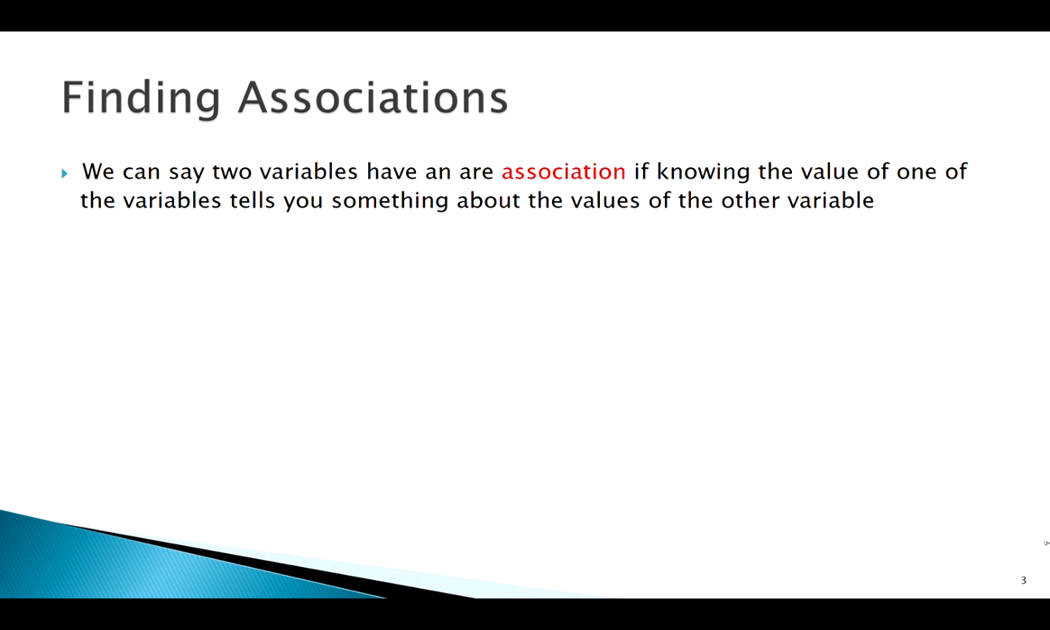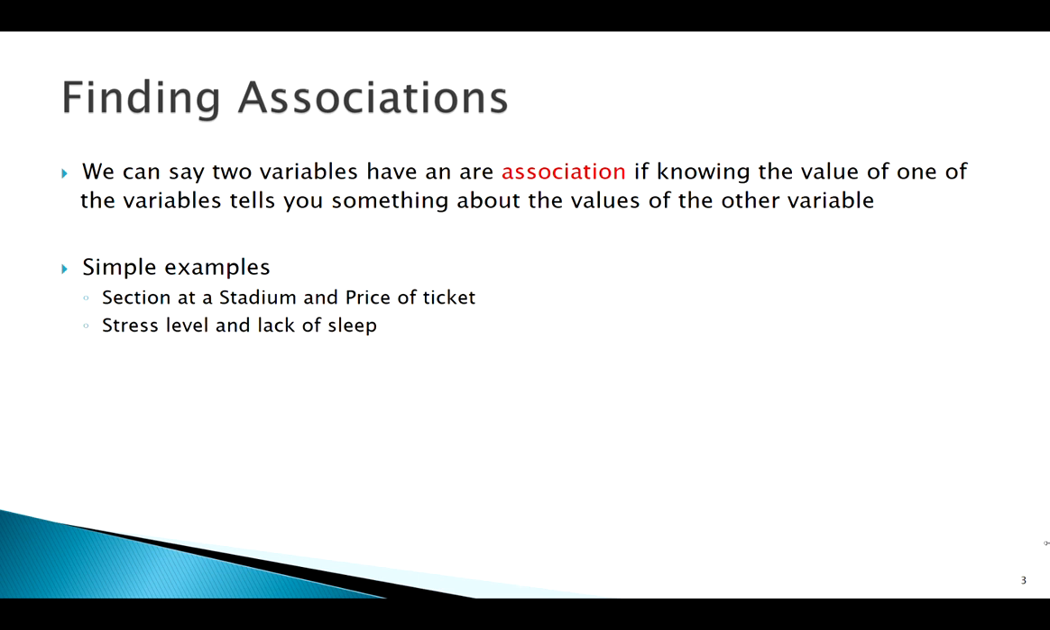Some pretty simple examples, you could probably come up with some off the top of your head, two variables that you think would associate together. Like where you sit at a game has some sort of association with the price of that ticket. The better seats, usually the more expensive the price. Or sometimes we have a relationship like this: we would have a pretty good understanding that your stress level and lack of sleep are somehow related.